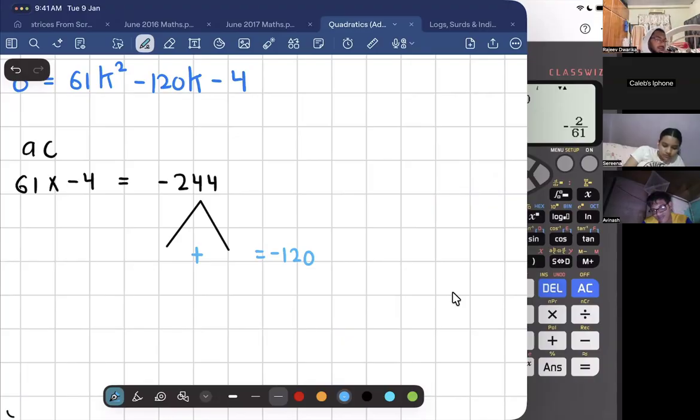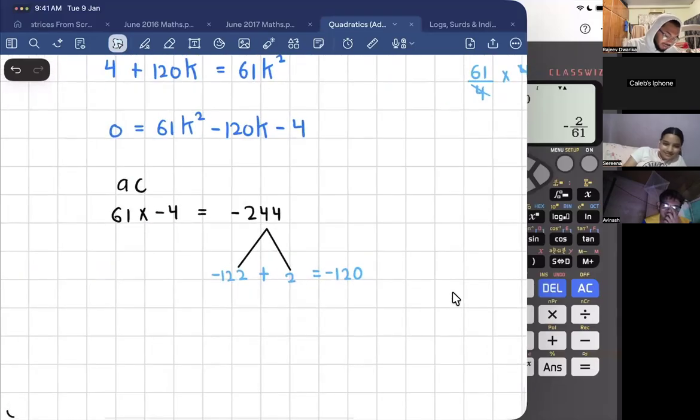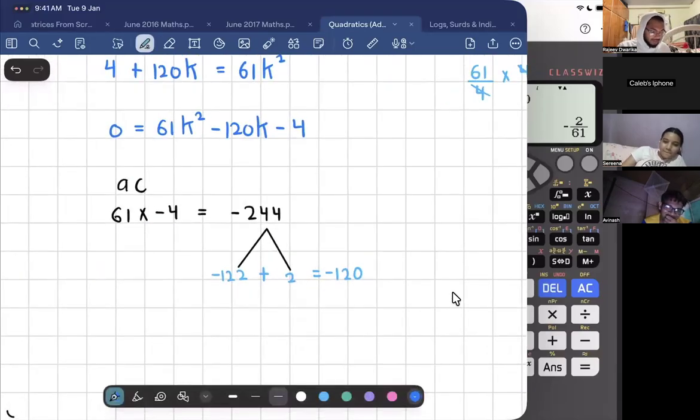Okay, so -122 plus 2. That is right, because what is -122 by 2? Minus 244. And -122 plus 2 is -120. So yeah, we're actually crazy enough to figure it out.